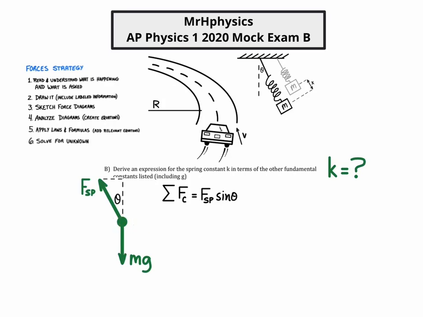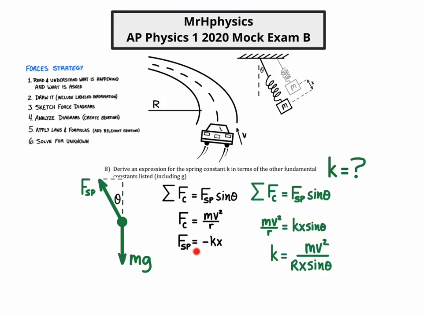Step 5 is to apply laws and formulas that are related. In this case, we're dealing with circular motion, so Newton's second law for circular motion, Fc equals m times centripetal acceleration, is going to be applicable here. And we had a spring force, so the spring force equation is also applicable. Now we have a system of 3 equations and 1 unknown, k. So we're going to use algebra to solve for k. So let's get k by itself, and you get this expression.